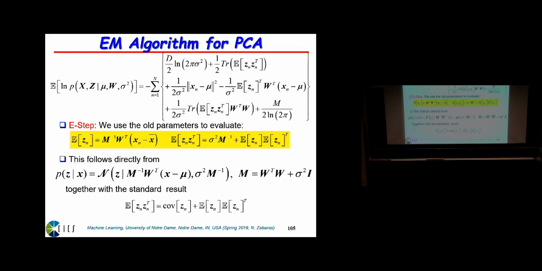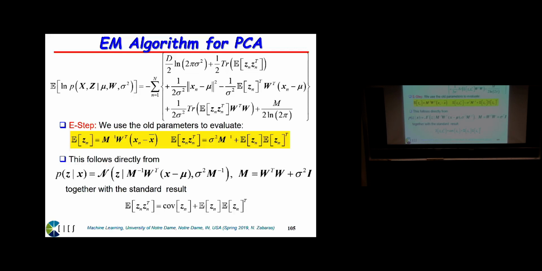Everybody with me? Obviously there are parameters involved, sigma and M, but since we're going to do this iteratively, in the first step where you calculate these posterior expectations, these sufficient statistics, you keep the parameters sigma squared and M fixed. Then when you compute this, you maximize with respect to sigma squared and W transpose.